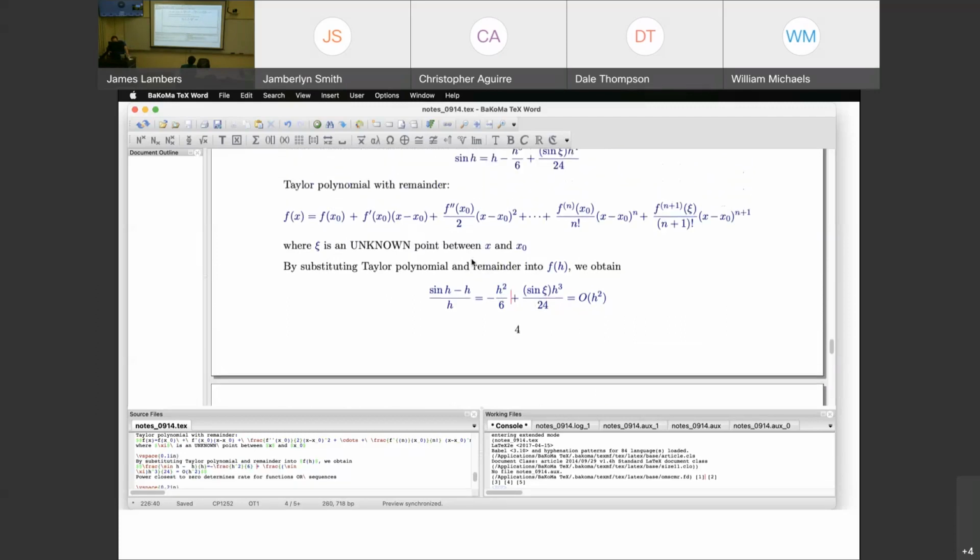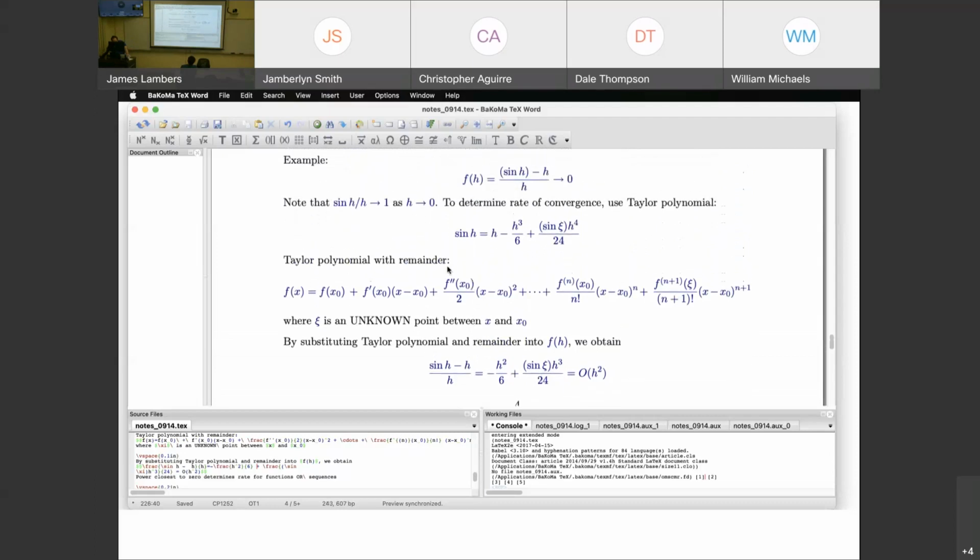So, questions about how this example turned out to be big O of h squared? Taylor's theorem is very helpful for cases like these, because whatever function you're analyzing the convergence of, you can approximate it by a polynomial.